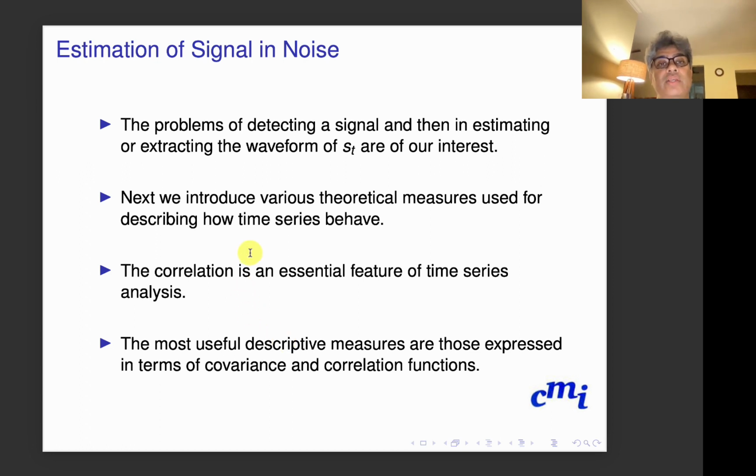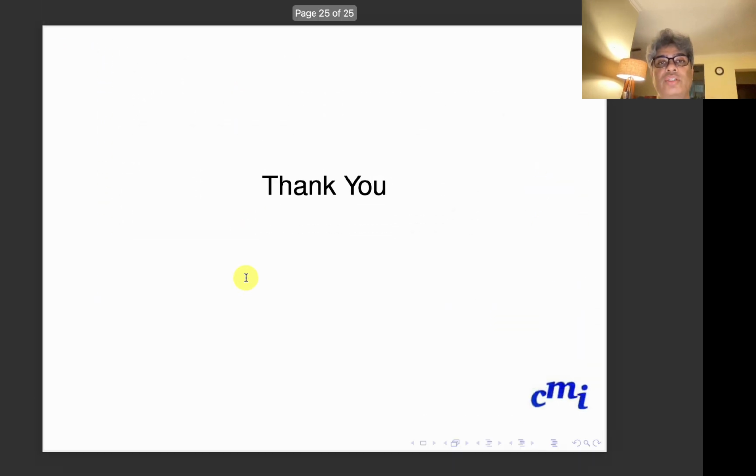Next, we introduce various theoretical measures used for describing how time series behave. The correlation is an essential feature of time series analysis. The most useful descriptive measures are those expressed in terms of covariance and correlation functions.